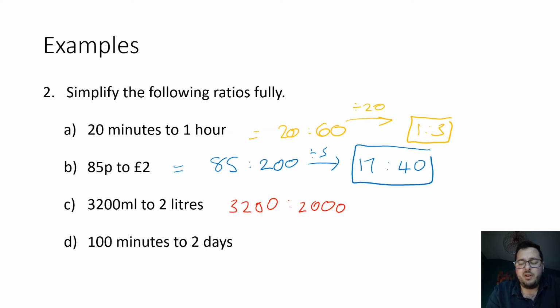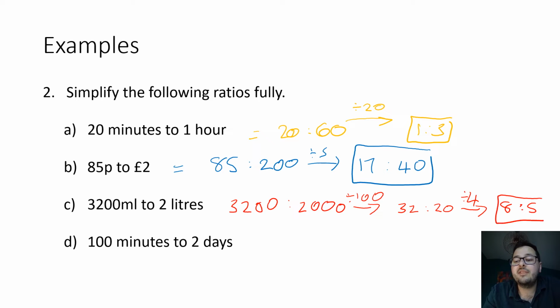Now, what can we do here? Well, let's divide both by 100 to make it a bit simpler. So if we divide by 100, we're going to be left with 32 and 20. And then I can divide by 4 then. So divide by 4, and we're going to get 32 divided by 4 is 8, and 20 divided by 4 is 5. So that's 8 to 5.